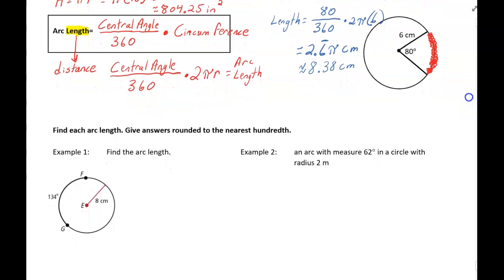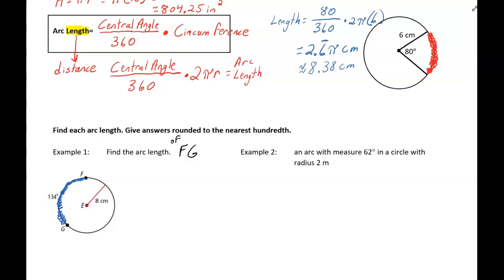So let's do a couple examples here. In example number 1, we want to find the arc length, and let's say we want to find the arc length of FG. So we're trying to find this arc length here. And we know the arc there is 134 degrees.